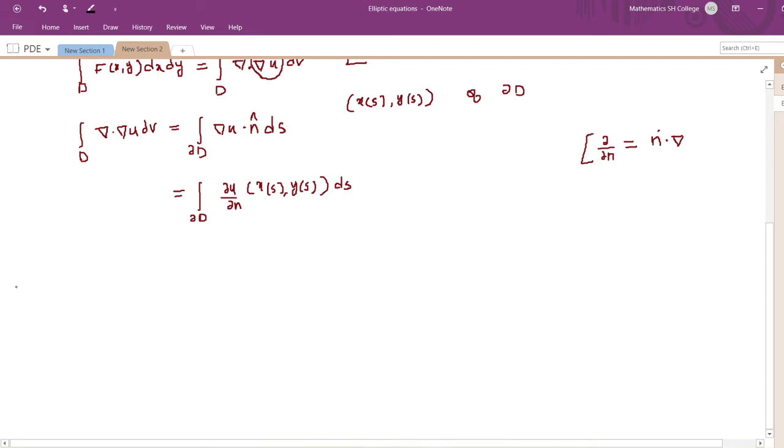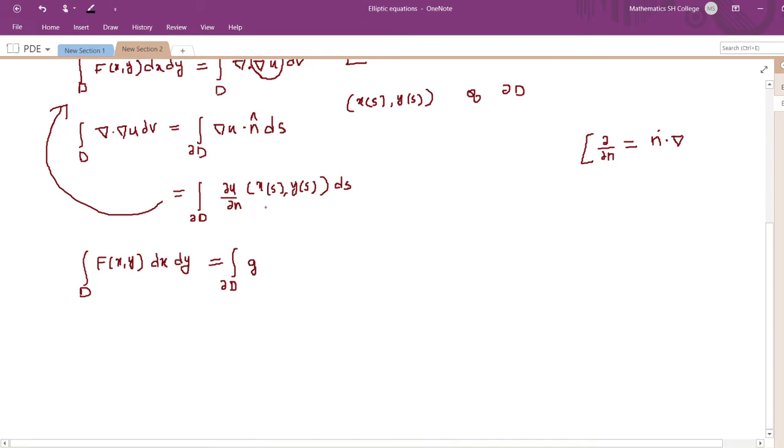Okay. So now we will substitute the value here in this equation. We will substitute here. So we will get the integral over D of f(x,y) dx dy is equal to the integral over the boundary. So this is actually the double integral. Okay. Now what is ∂u/∂n?